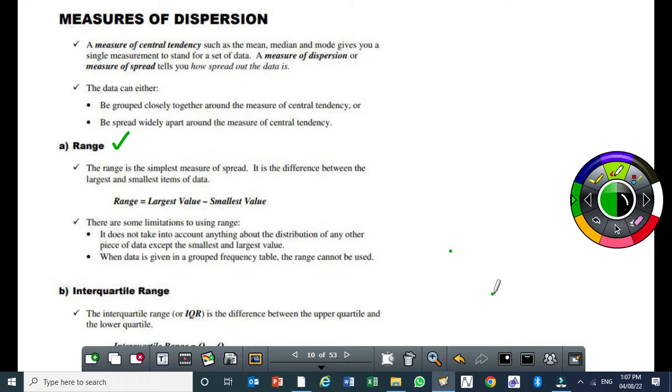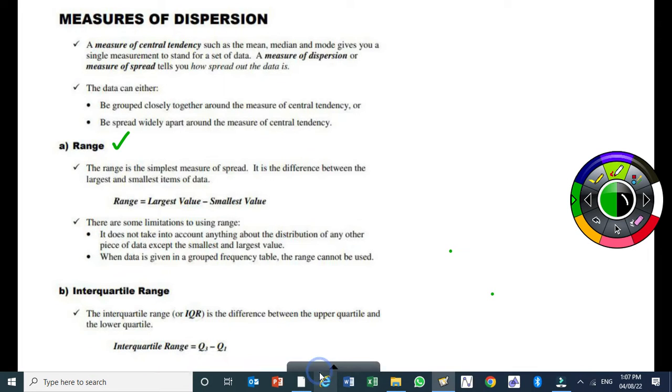This one doesn't take into account the distribution of any other piece of data; it only focuses on the smallest and the largest. Then we also have what's called the interquartile range. This one is very, very important. Later, when we talk about grade 11 stats, we are going to need to know the interquartile range. Your interquartile range is the difference between the lower quartile and the upper quartile.